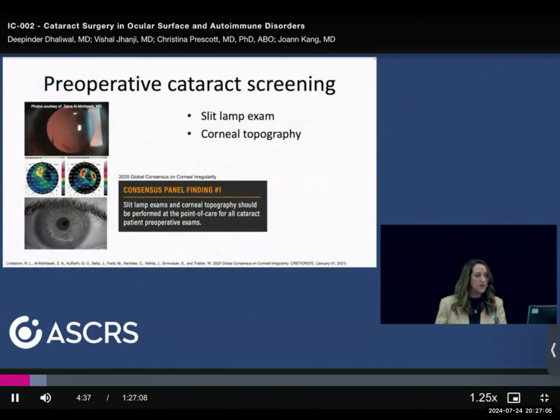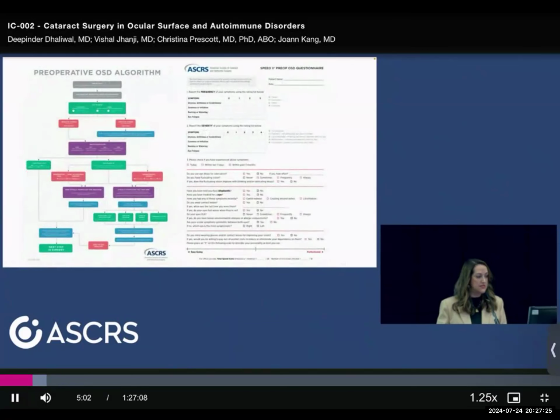There was a 2020 global consensus on patients who have corneal irregularities in the preoperative cataract screening. The consensus that everyone on that panel came to was that a really good slit lamp exam of the cornea and corneal topography and tomography are really essential in the preoperative setting, because lots of corneal irregularities can be missed.